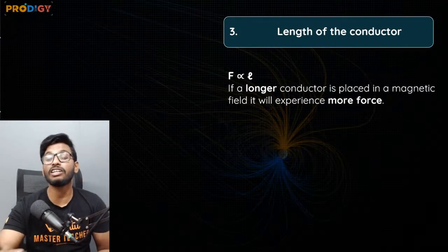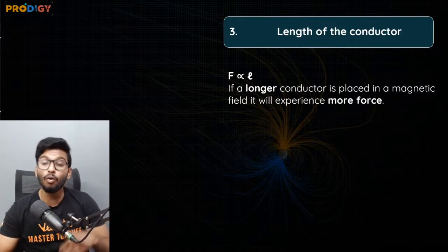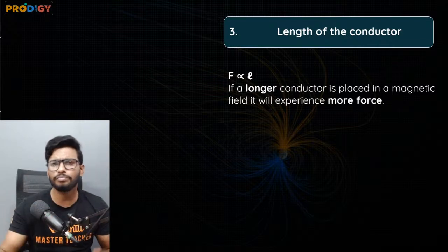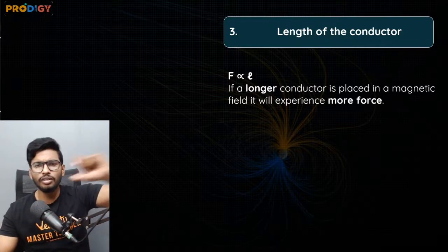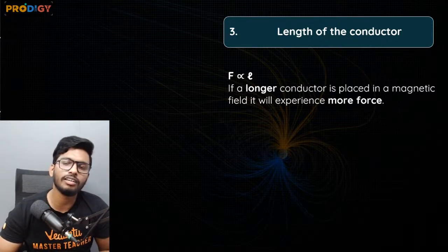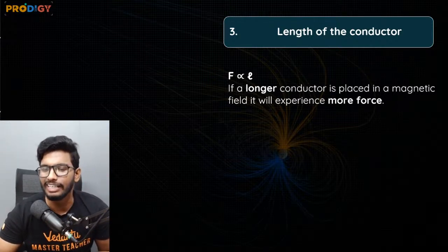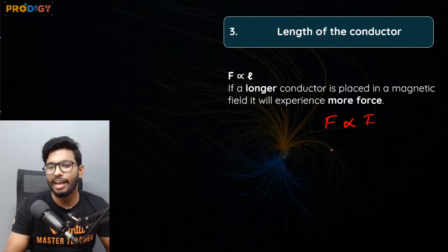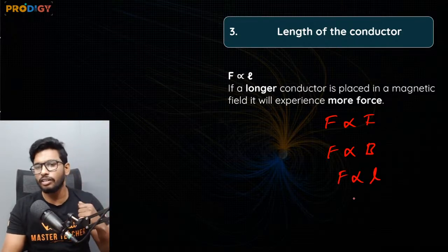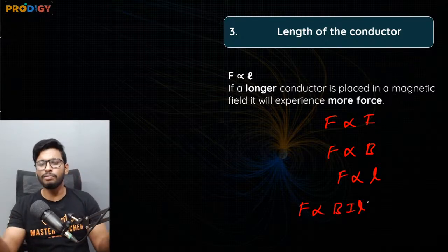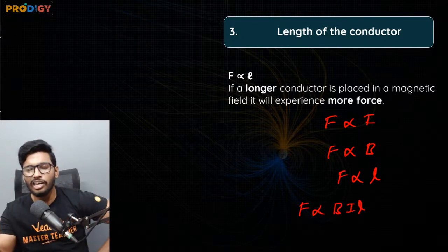Finally, the length of the conductor is also an important factor. More the length, more would be the magnetic force acting on it, because there are more number of charges flowing. So as the length of the conductor increases, the force on the current carrying conductor would also increase. So basically what we just saw, people, F is directly proportional to I, F is directly proportional to B, and F is directly proportional to L, that is the length of the conductor. So I can write it as F is proportional to BIL, right? I can just write it as BIL because it's easier to remember. Bill, F is directly proportional to BIL.